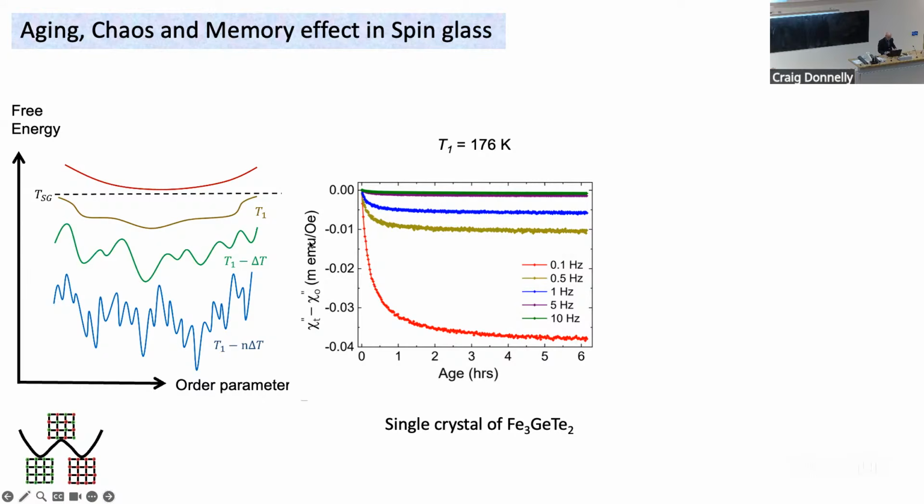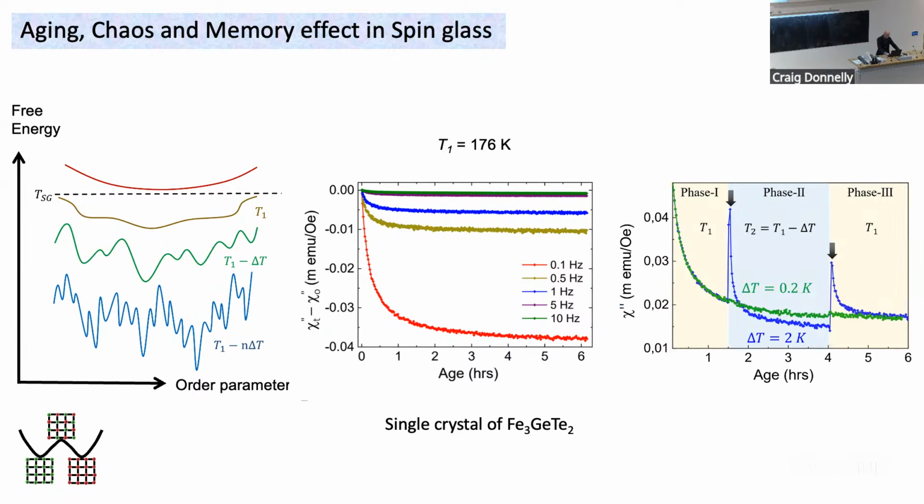This is taken at a temperature of 176 Kelvin, which is just below the ordering temperature of the bulk magnetic behavior of the system. And we also see evidence for memory effects. So here we take a system, we look at the decay of the susceptibility, and you see if we change the temperature delta T by 0.2 Kelvin, nothing much changes. If we change it by a bigger amount, 2 Kelvin, then the susceptibility increases. You see this peak and then it decays to a different value.